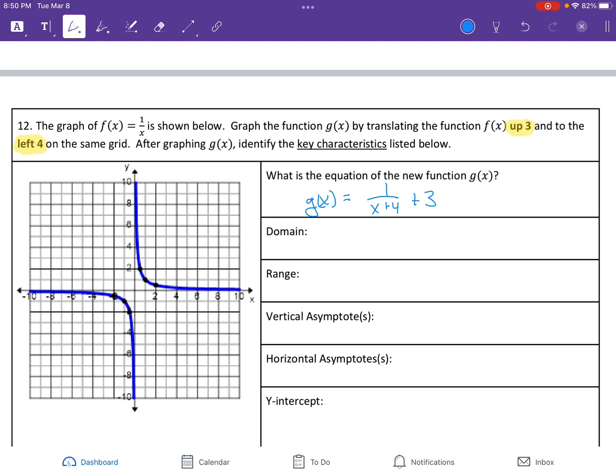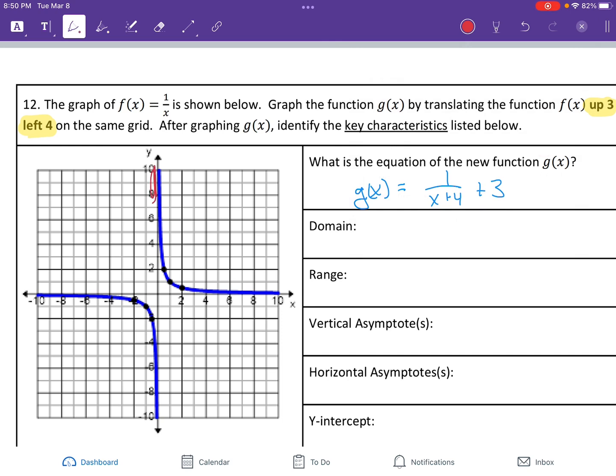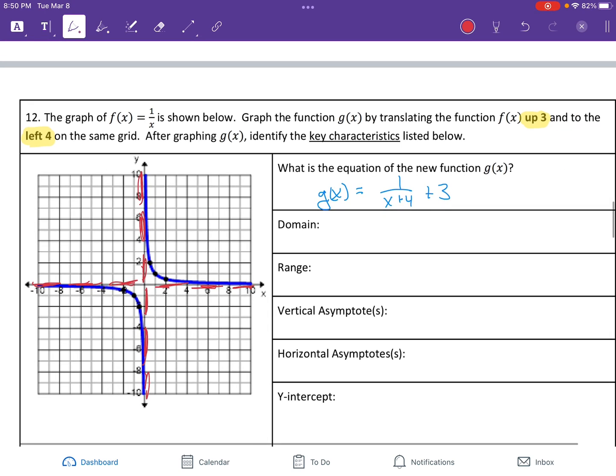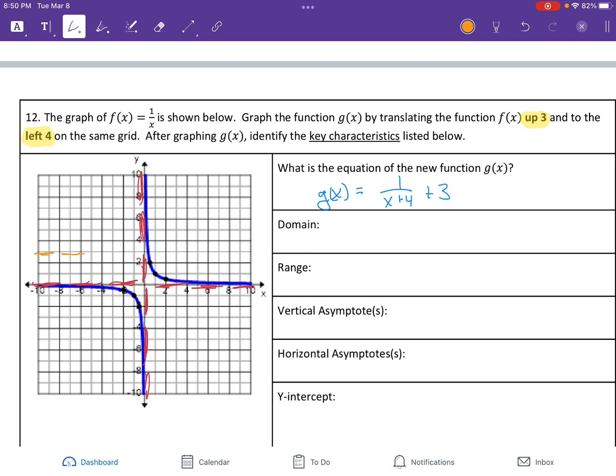Now, what we're going to do is, again, use the graph and our transformations and equation to help us. So our asymptotes are normally here on the x and the y-axis. So we can look at the original problem. It says up by 3. So we're going to take the horizontal asymptote and move it up by 3. So now it's going to be here. The vertical asymptote is going to be moved to the left by 4. So 4 is right here.